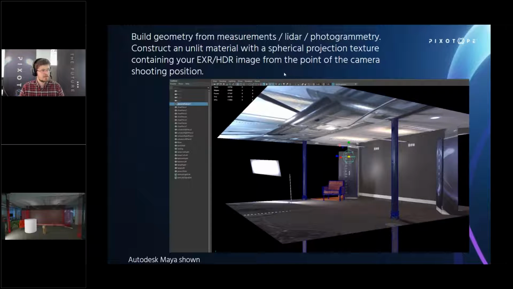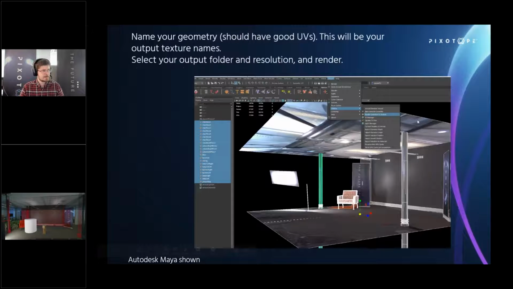Then you simply create an unlit material and you use spherical projection from the point of view of where you put the Theta, or your 360 capture device, and you project your image out onto your geometry, as you can see having been done here. This geometry needs to have decent UVs, just so you have good texture resolution.